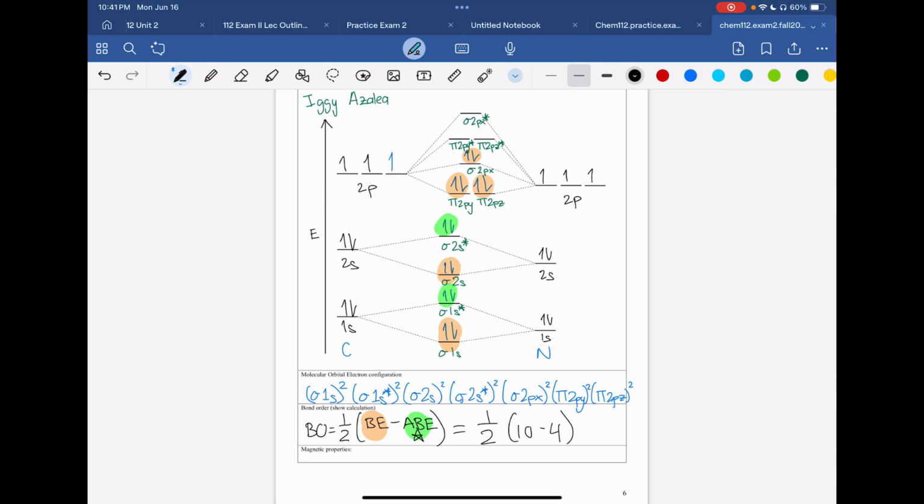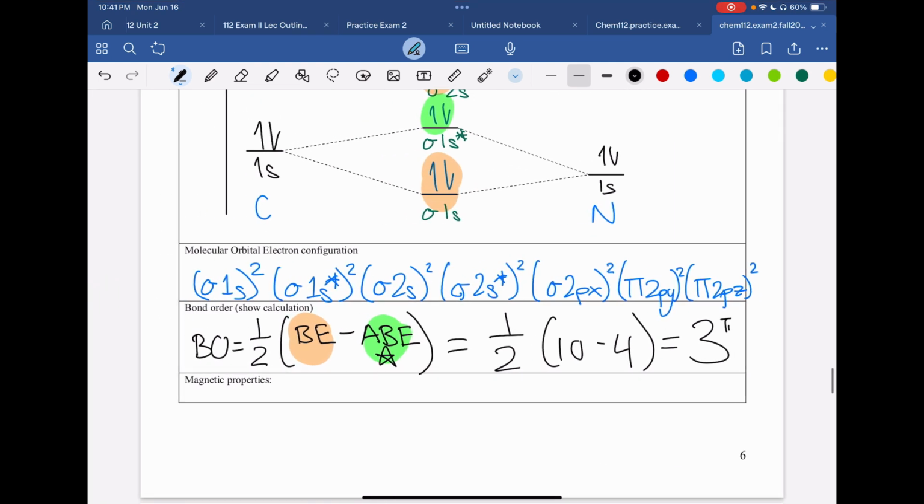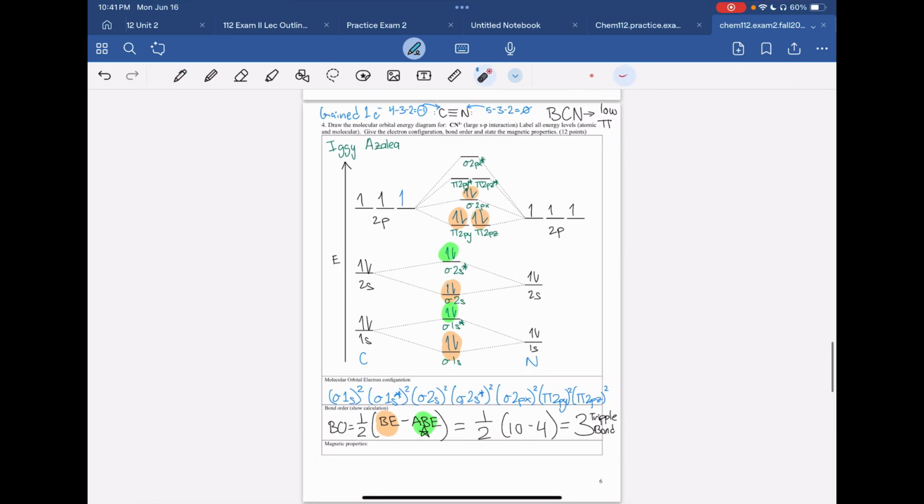Okay, what's 10 minus 4? 6. What's half of 6? 3. So this tells us a triple bond. And this checks out. Cyanide, a triple bond. This must make sense. It's a good way to check it, where you draw the Lewis structure first, and then see if it checks out.